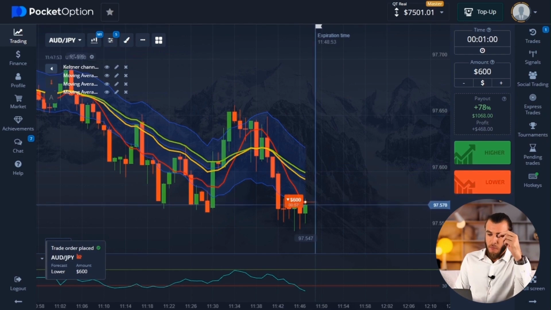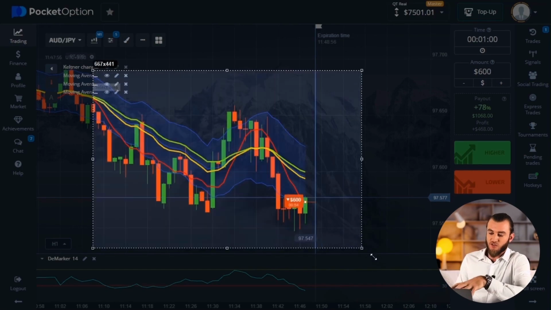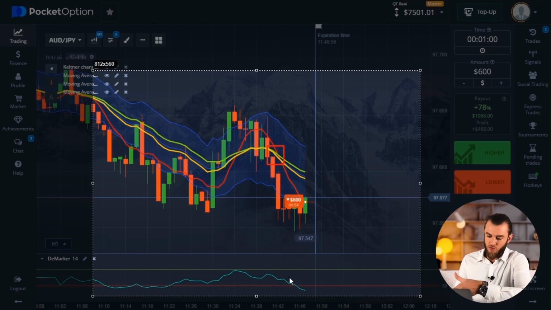I also initiated a put option on the AUD JPY currency pair on the exchange. Let's proceed to the Asian, so to speak, region. Here we also have an obvious intersection of moving averages. DeMarker is already in an oversold zone, and this, as we know, is an indication of a decrease.